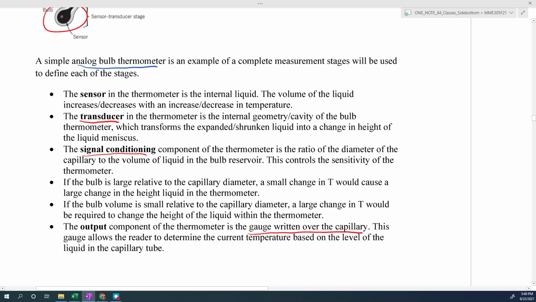So that's a very simple example of a complete measurement system. The model of sensor, transducer, signal conditioning, and output is what we'll be using throughout this course to think about our measurement systems, both in a theoretical sense in the Monday classes, and also in the laboratories on Wednesdays and Fridays.